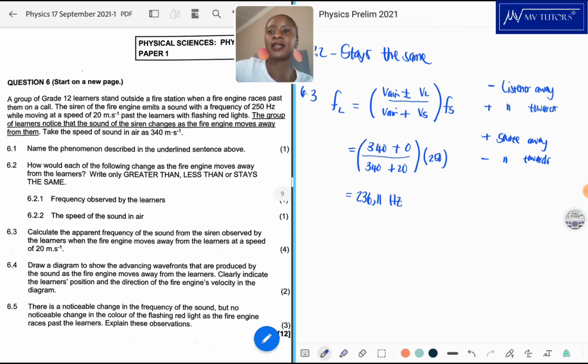Hertz, because we're getting the frequency. Okay, so that is the apparent frequency of the sound from the siren observed by the learners.